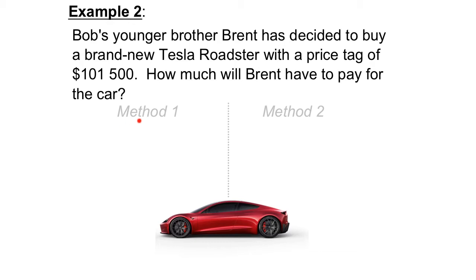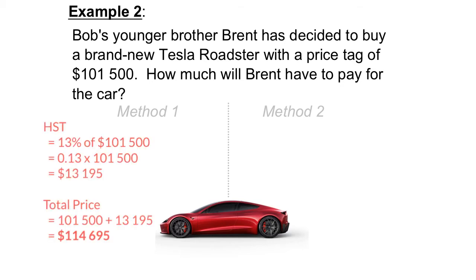Now I'm going to show you two different methods to solve this problem, and you don't need to be able to do both methods. You just get to pick your favorite, whichever one makes the most sense to you. So this first method is the same as what we did in the previous question. Calculate the HST of the item and then add that to the regular price.